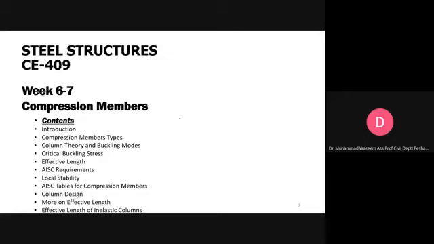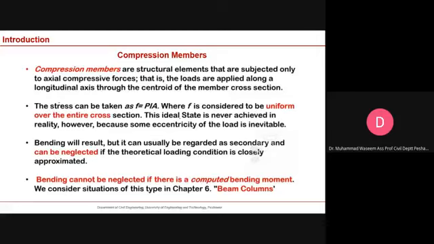Then in the makeup class we will discuss the local stability, the AISC tables, so column design. Then we will have more discussion on effective length, and we will also discuss the effective length in case of inelastic columns. So in short, what are the compression members in steel structure?